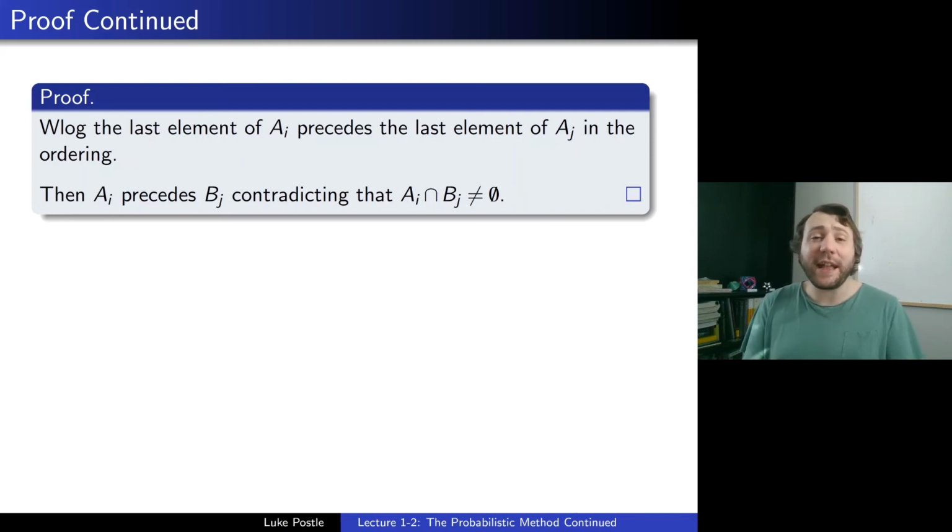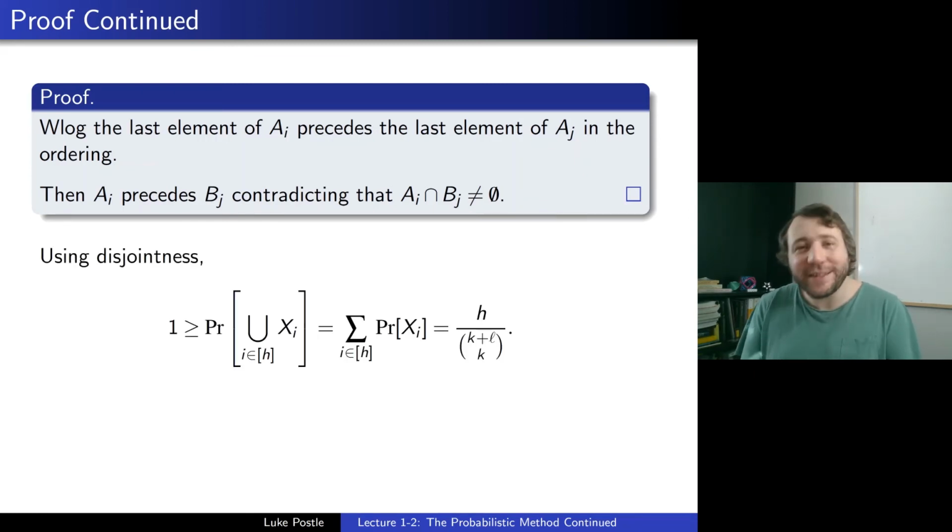So that means that all of AI precedes all of BJ, contradicting that AI intersect BJ is non-empty. And that concludes the proof that these events are disjoint. Why is that good? Well, using disjointness, we know that the probability of the union of all events, that's an event itself, is at most 1, that's by probability. But then disjointness says that that union must actually be equal to the sum of all these probabilities.